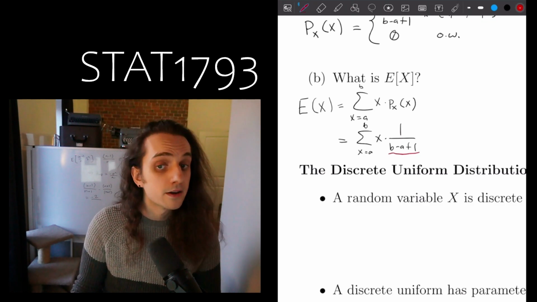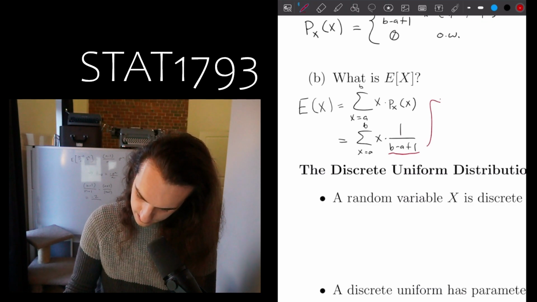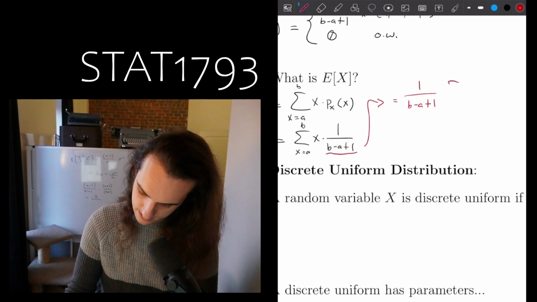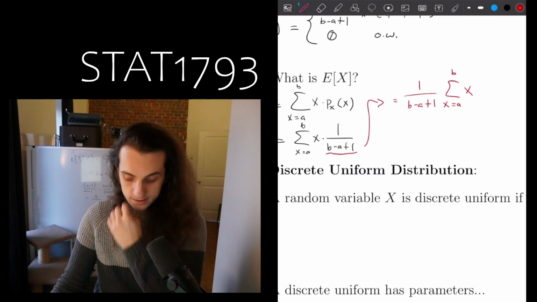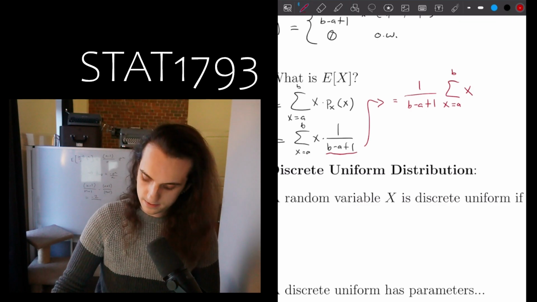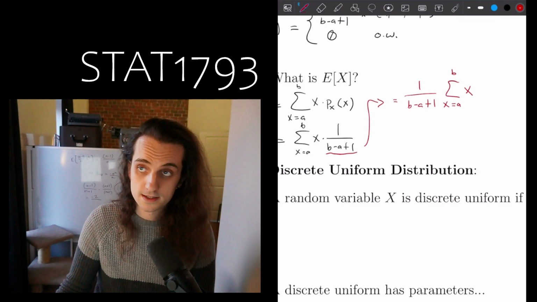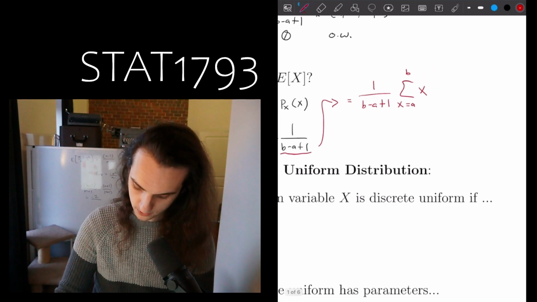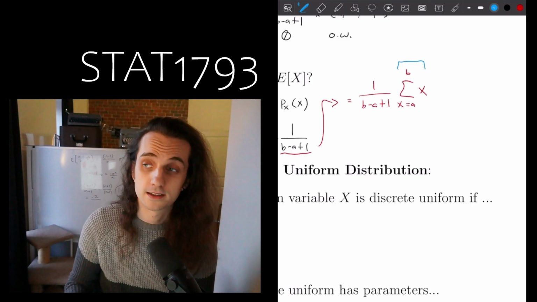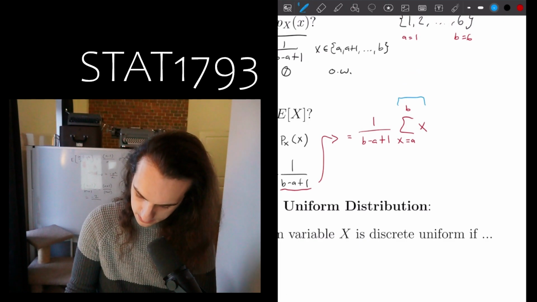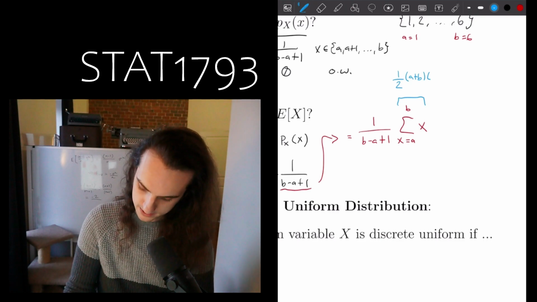This term right here doesn't depend on x, so we can pull it out front of the summation, right? And so we can write this as 1 over b minus a plus 1 times the sum from x equals a to b of x, right? And if we're wanting to sum up all of the values between a and b, then there's actually a common formula to do this. It's not required that you know this formula, but it's useful to realize, and it comes up somewhat often. And so if you sum up all of the values between x equals a and b, what you're going to find is that you get a result of 1 over 2 times a plus b times b minus a plus 1.